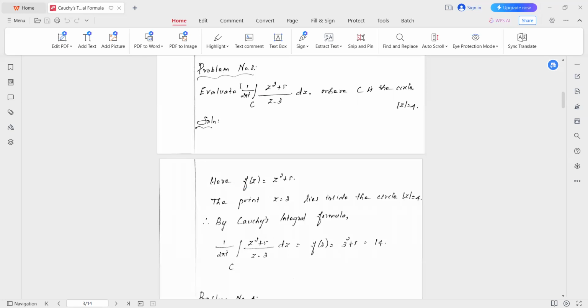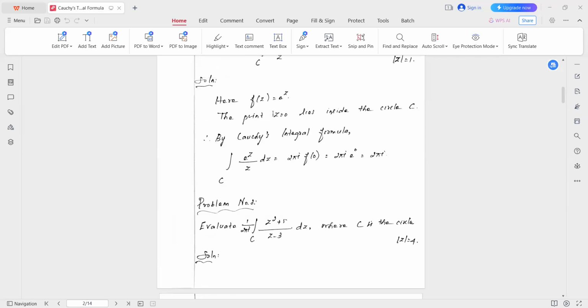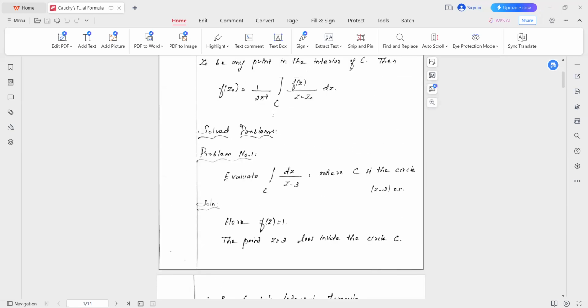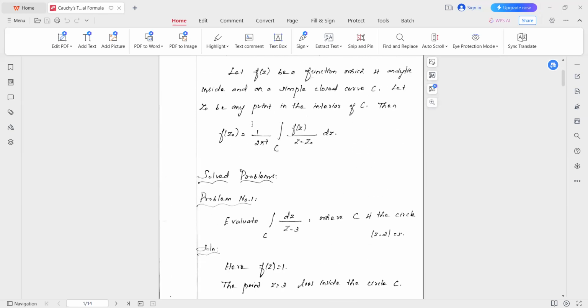Okay, here they have given 1 by 2 pi i. In the integral value only they have asked to find. So by Cauchy's integral formula, 1 by 2 pi i integral over C equals f of z naught. If they haven't given 1 by 2 pi i, if they ask to find only the integral value, then the integral value is equal to 2 pi i into f of z naught. Suppose if they give 1 by 2 pi i, you need to find the value f of z naught alone.